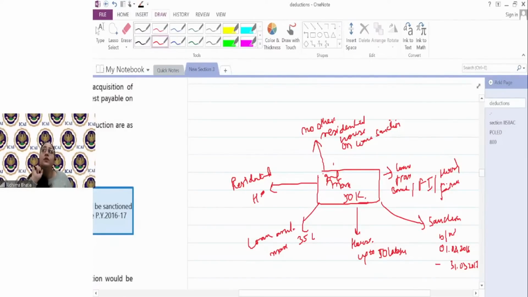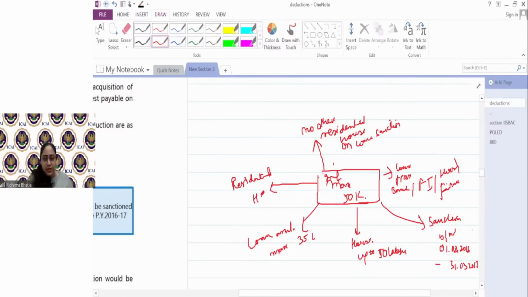Why am I saying additional interest deduction? Because you can claim under 24B the deduction already for interest. So suppose in 24B you are not able to claim fully, then you can claim interest here as a maximum.